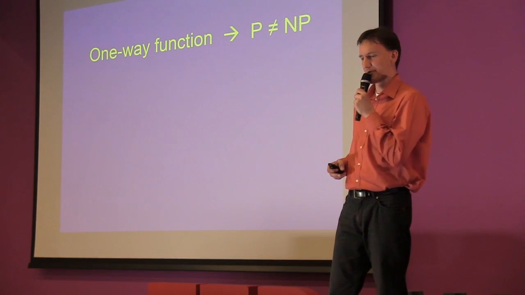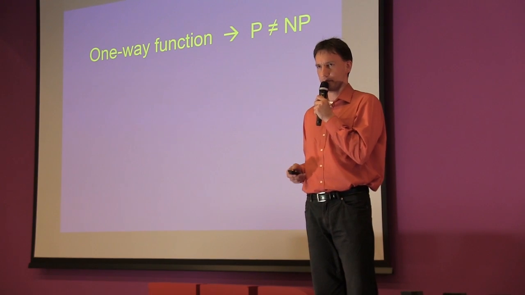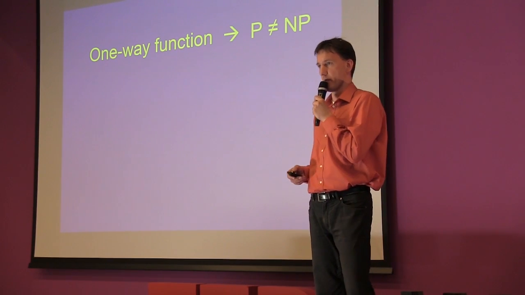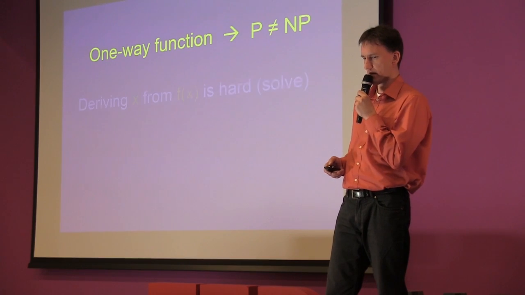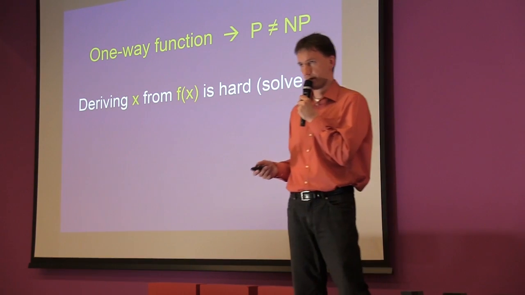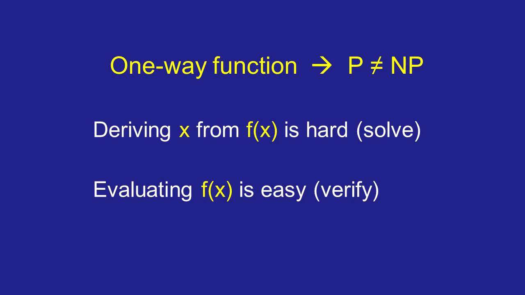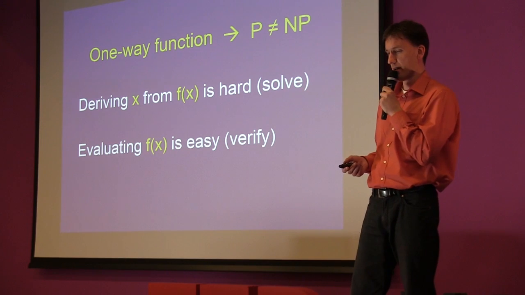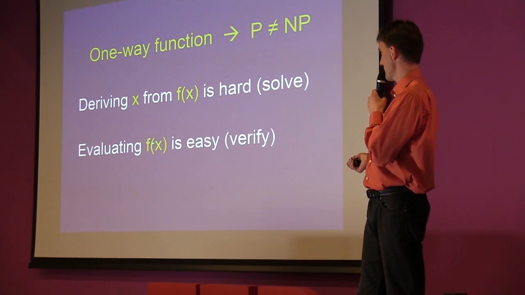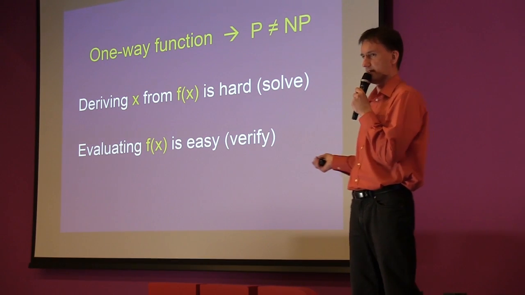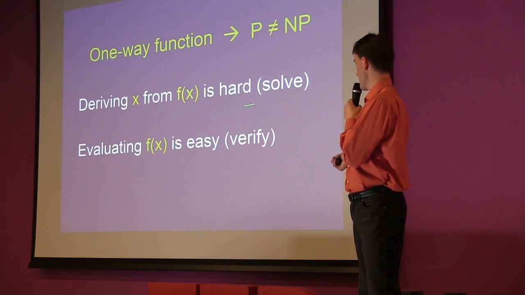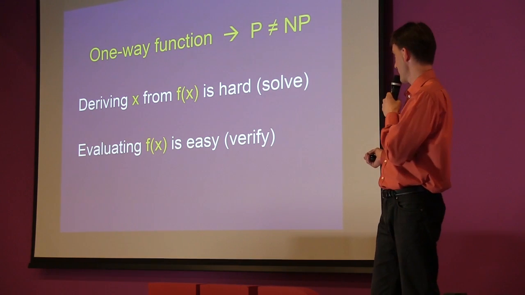Now, one of the ways to solve the P versus NP problem is to find a one-way function. Why is that? For a one-way function, as we saw on the sequences of numbers before, deriving x from f of x is hard. So inverting the function is hard, but evaluating the value of the function is easy. So solving the problem is hard, verifying is easy.